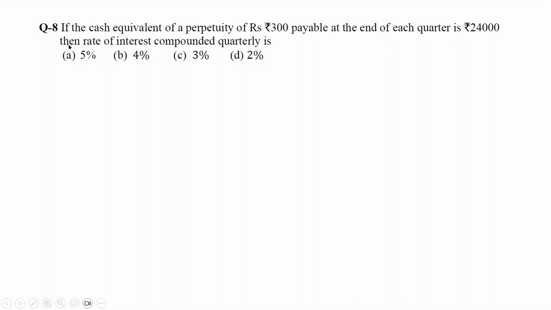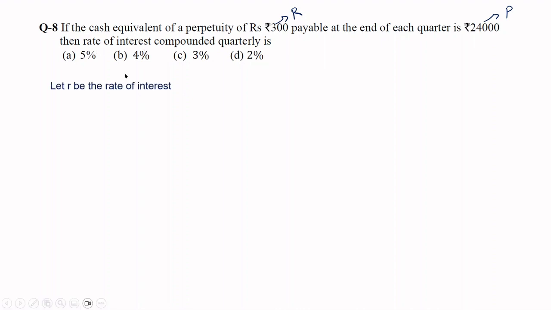Moving on to the next question. If the cash equivalent of a perpetuity of rupees 300 payable at the end of each quarter is rupees 24,000, then the rate of interest compounded quarterly is. So here they have given the cash equivalent of a perpetuity of rupees 300. So this is the periodic payment, which is capital R, which is payable at the end of each quarter. It is rupees 24,000. So this is the present value of perpetuity, which is P. We need to find the rate of interest that is compounded quarterly.